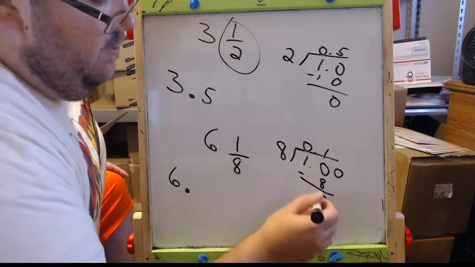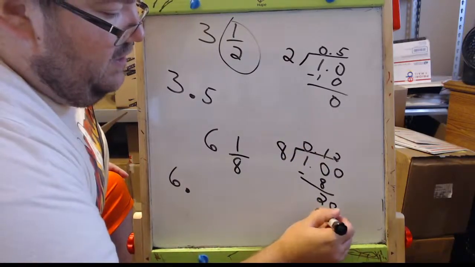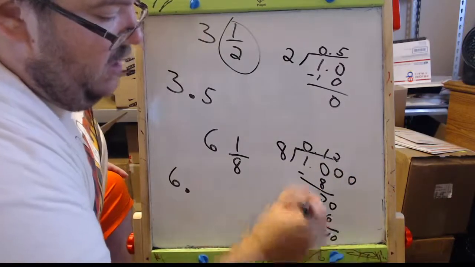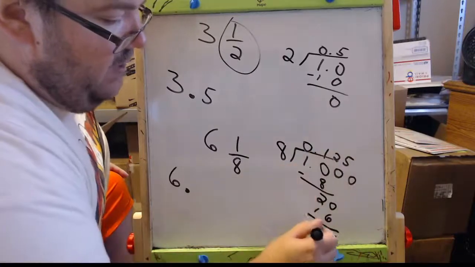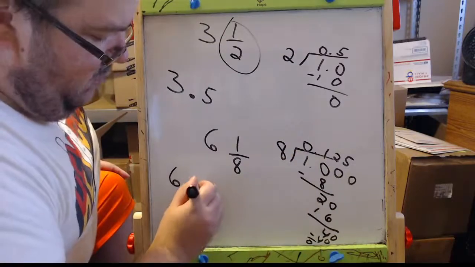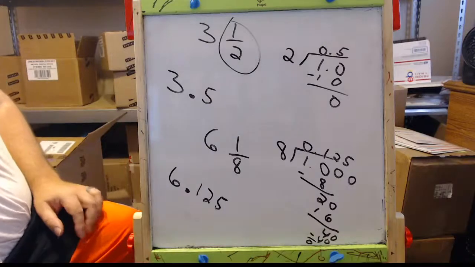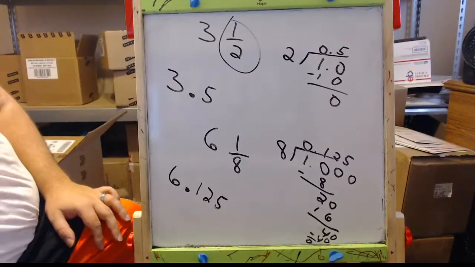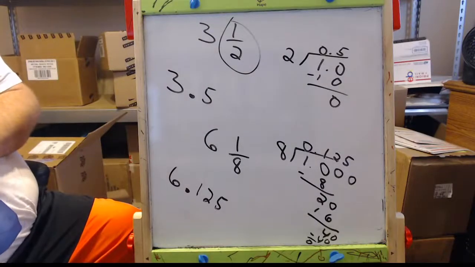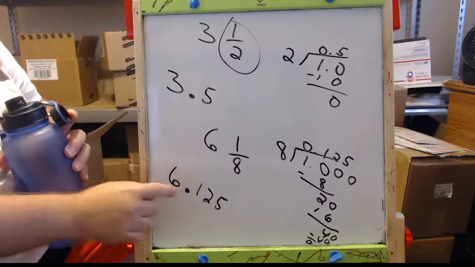Add another 0. 8 goes into, bring it down, 20 2 times. 2 times 8 is 16. 4 left over. Bring a 0 down. 8 goes into 40 5 times. 5 times 8 is 40. No left over. So 6.125, like so. Okay. And that's basically how you do it. Just like you were going to convert a fraction into a decimal, just that this number comes out here in front of the decimal.